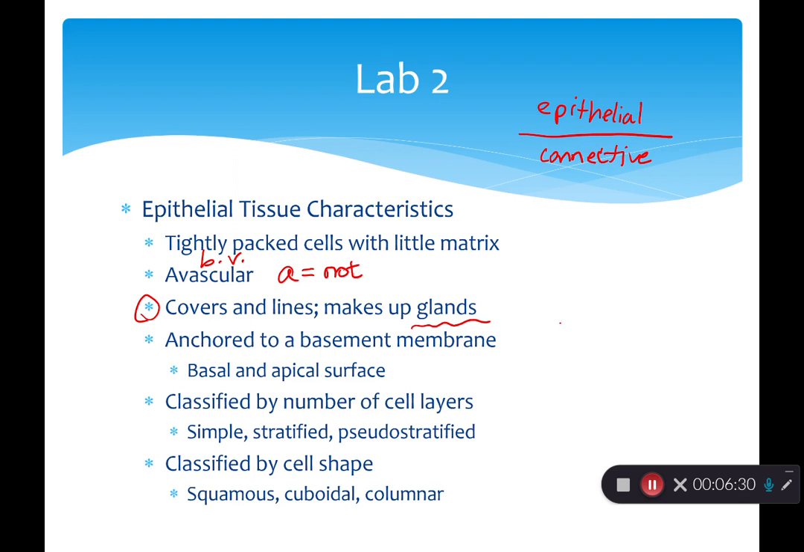Now, epithelial tissues are anchored to a basement membrane. This is a non-living glue-like substance. And then what you do is you build cells on top of it. And because these epithelial tissues cover and line, they open up to an open space. And then we usually have connective tissue down here.